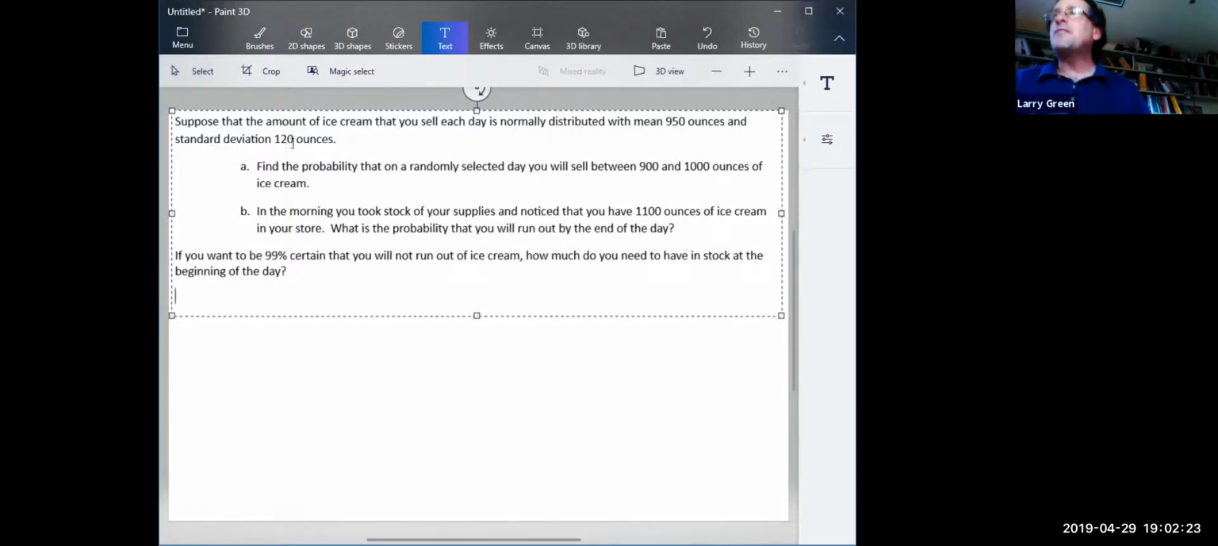Okay, suppose that the amount of ice cream that you sell each day, so you have an ice cream store, and let's suppose it's normally distributed with mean 950 ounces and standard deviation 120 ounces. Find the probability that on a randomly selected day, you're going to sell between 900 and 1,000 ounces. Okay, any questions on this? First step?